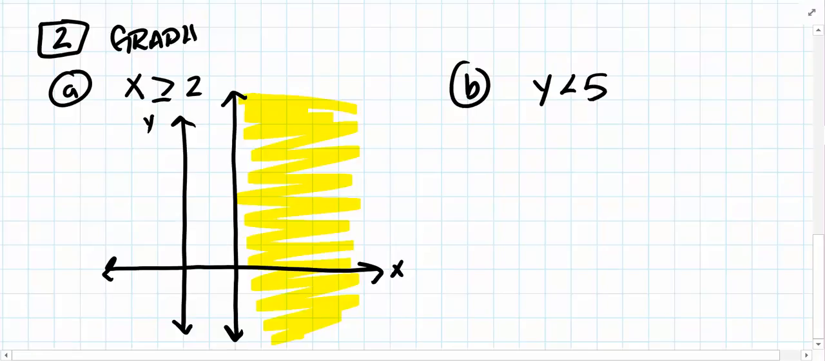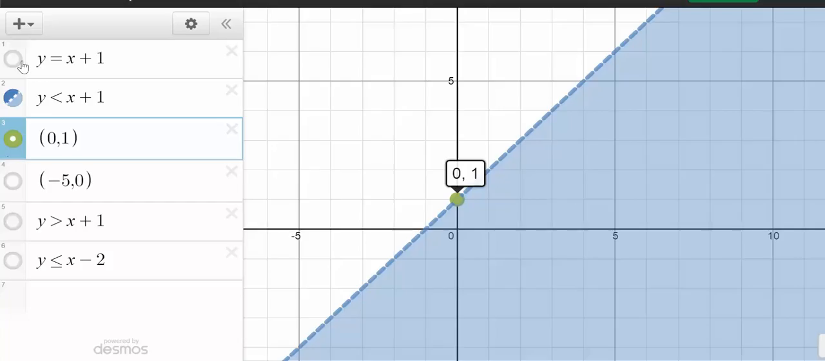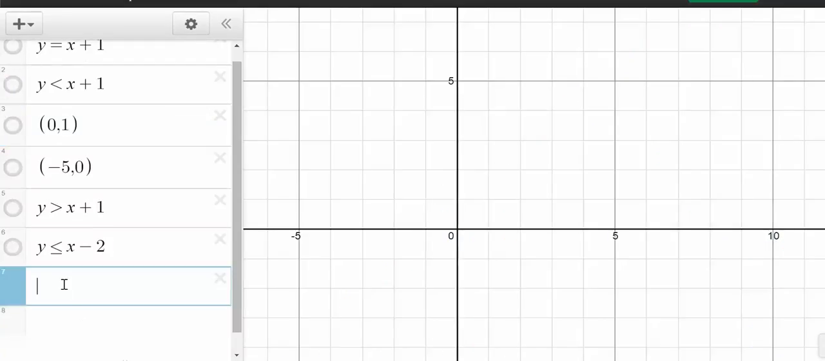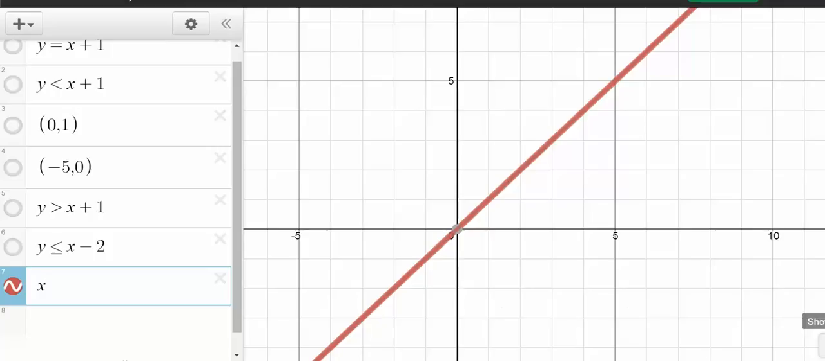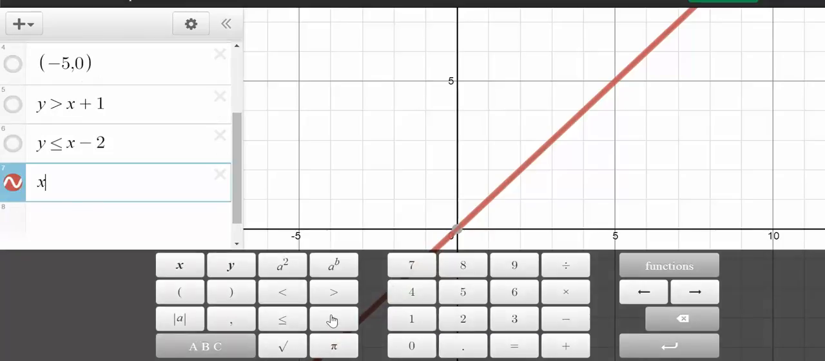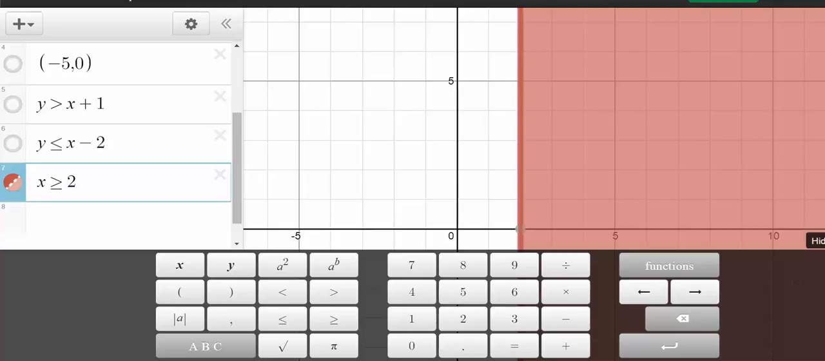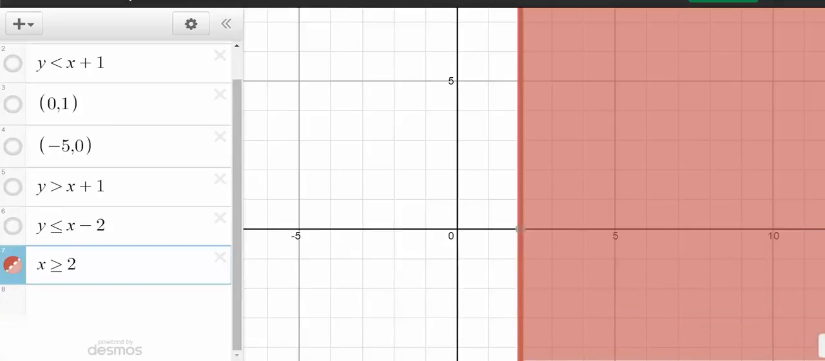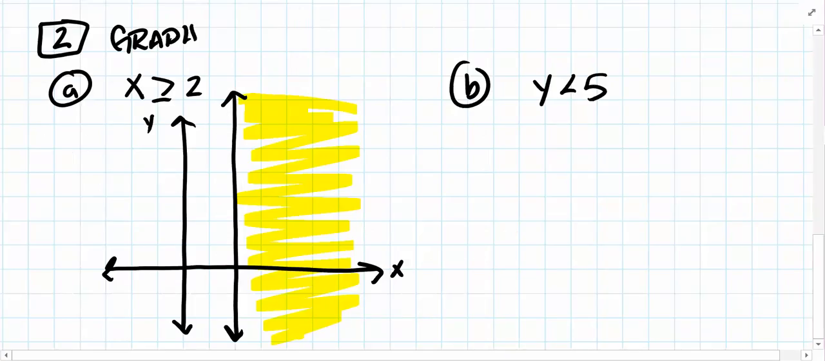So if we check this answer over here, if we turn everything else off, and we wanted x greater than or equal to the number 2. There we go. So this graph here pretty much matches exactly what I have over there, and that's how you would graph it. Does that make sense? Yes. So there's the graph, and there's that there.